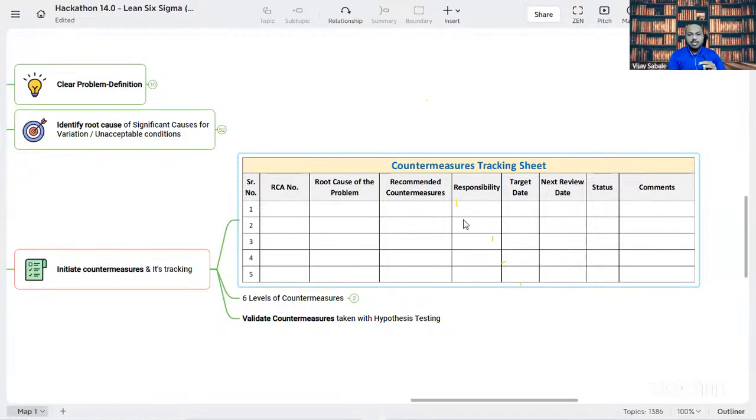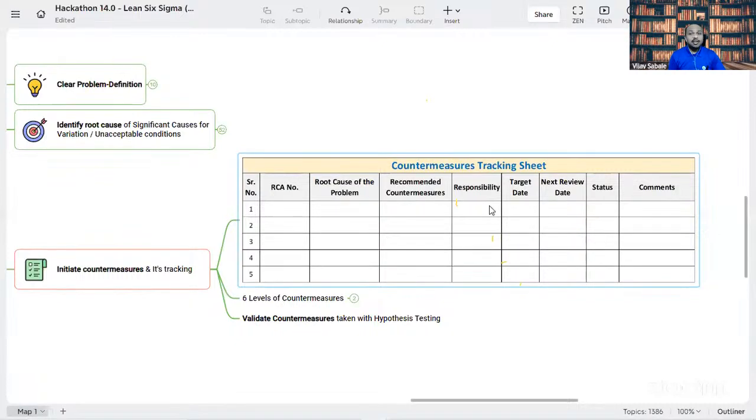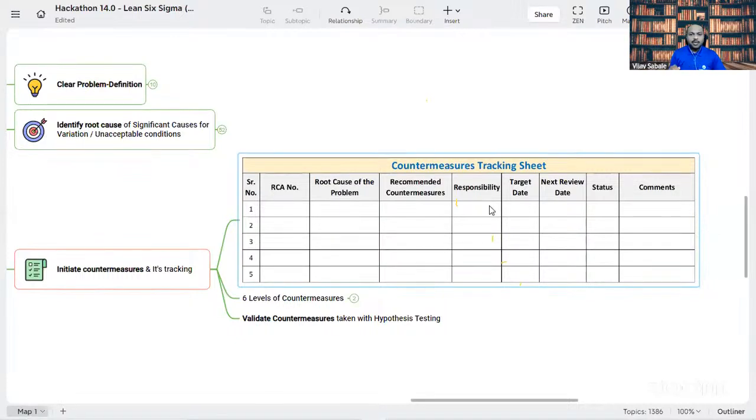so that we can check whether the person who is responsible has all the resources required for the execution or implementation of the countermeasure or not. Might be he needs some additional resources like manpower or material, right? Sometimes additional money might be required. We don't know, right? So to check whether the implementation is going in line with the plan, we need periodic reviews, right? So we must have the next review date.